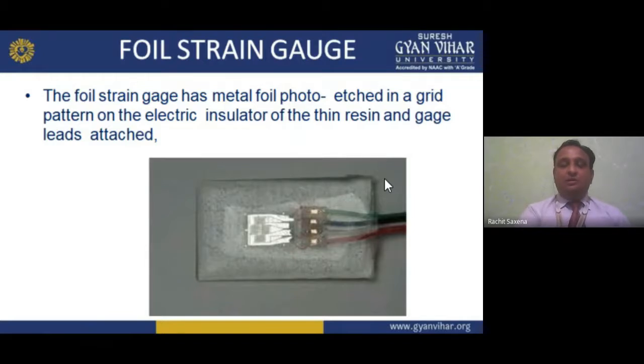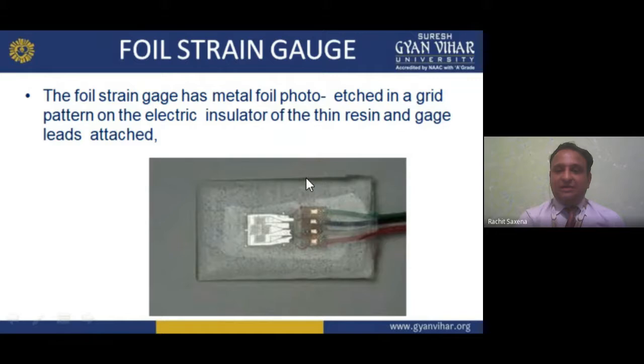Now moving forward, that is the foil strain gauge. A simple picture for you to understand how it works. A foil strain gauge basically has a metal foil pattern. It will look like this. See, this is the metal shown here, the foil pattern. Wires are soldered to it. That is a foil, a metal foil pattern, etched in a grid pattern.